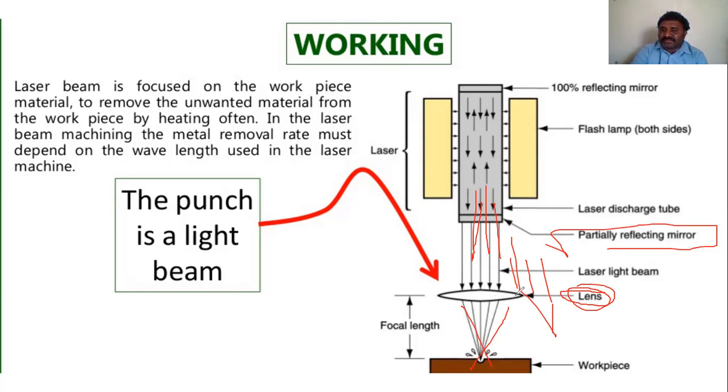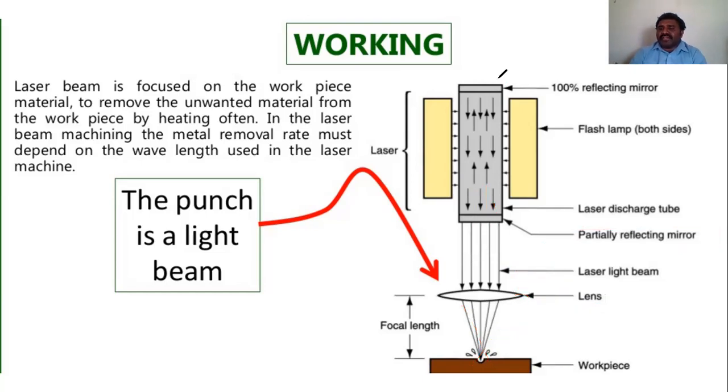There will be a distance between the lens and the workpiece. If you make the distance larger, the beam will still strike the workpiece, but removal of material will take place with great difficulty. We also have to take that into consideration. So what happens here? The very easy method of removing excess material by laser beam machining is a simple concept.